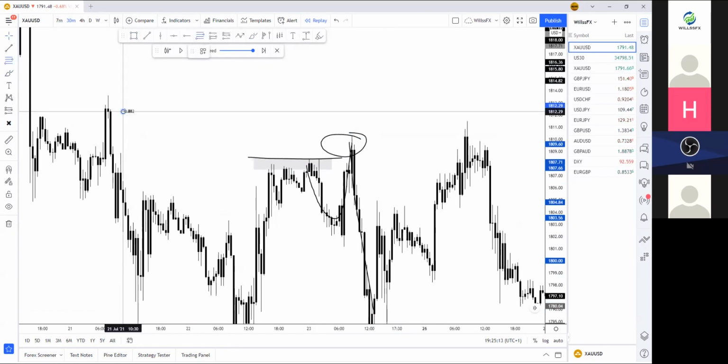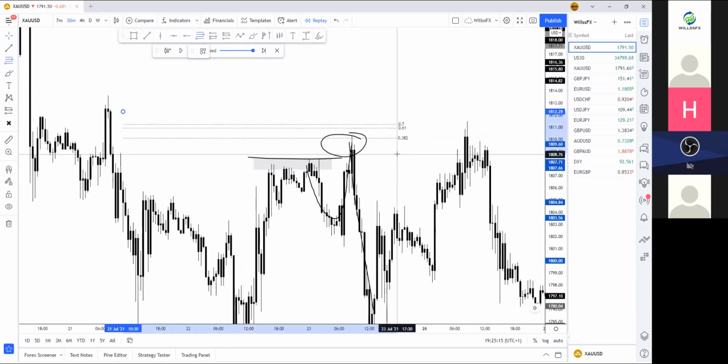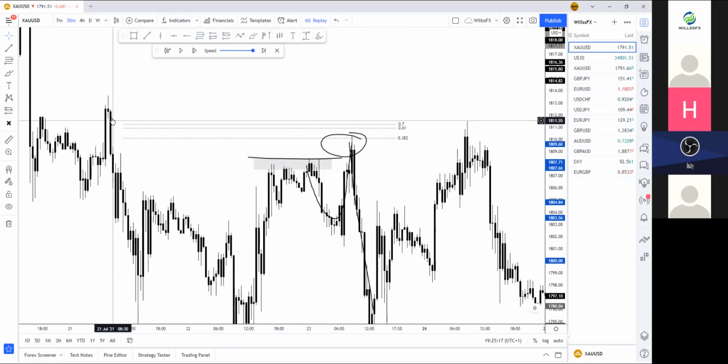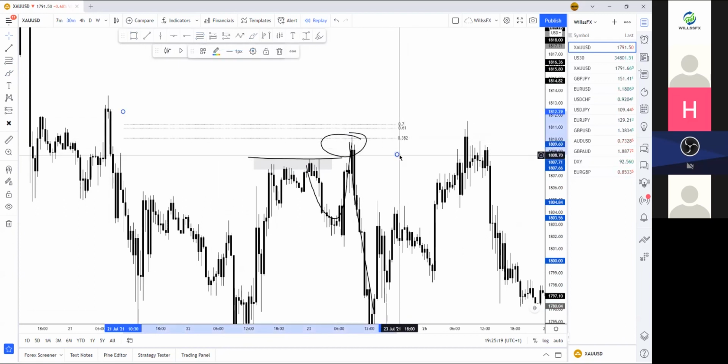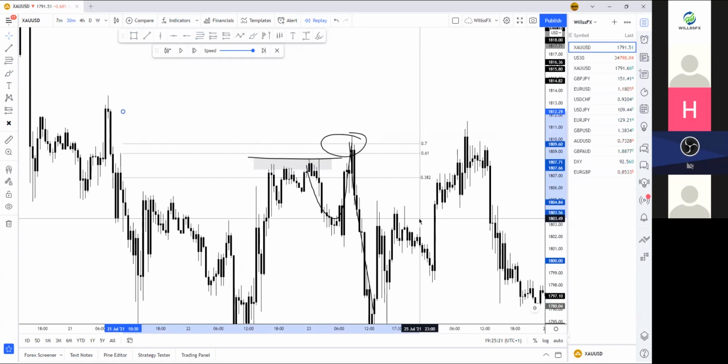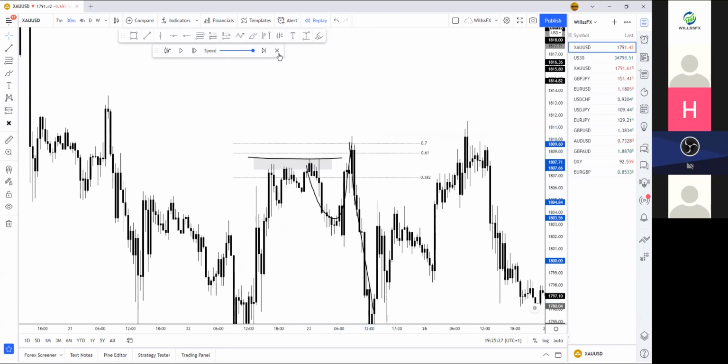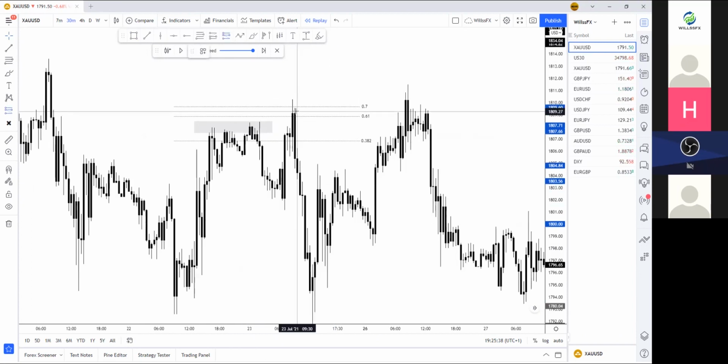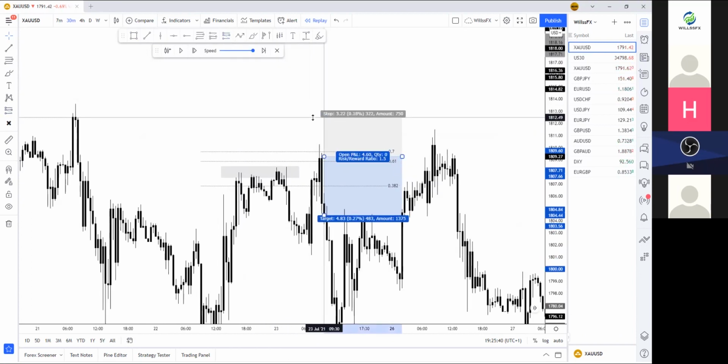Another entry confluence, you could have drawn a fib on this imbalance here. You could have drawn a fib on the whole imbalance area from this whole move down. And if we draw that across, get rid of this so you can see it, as you see, price grabbed the liquidity, tested the fib, and you would have got the sells.